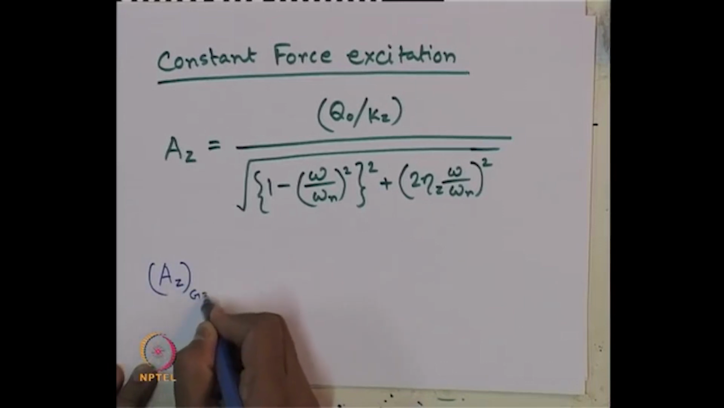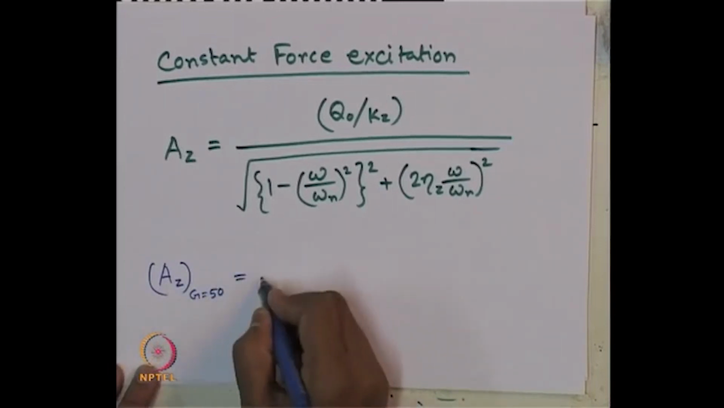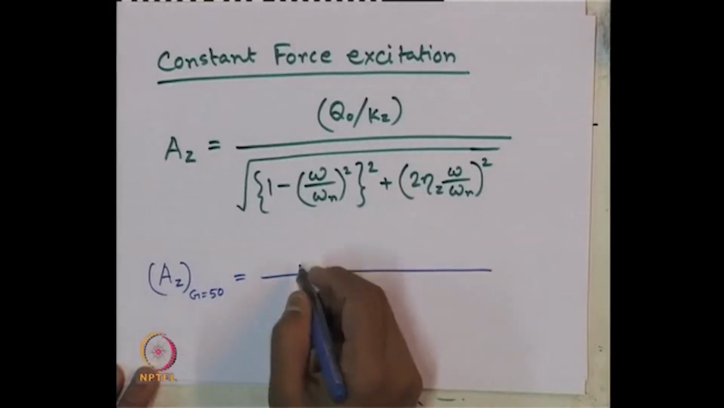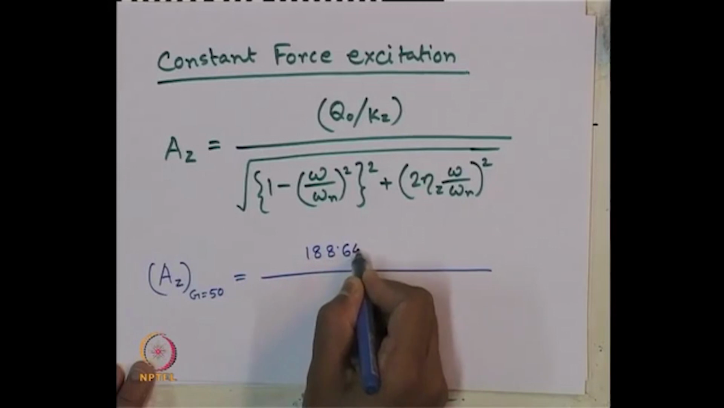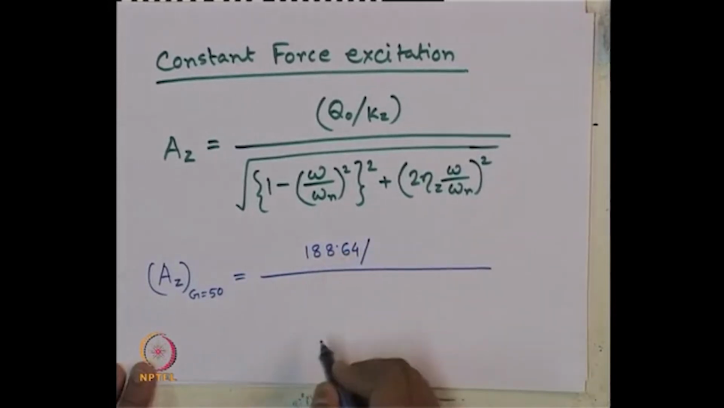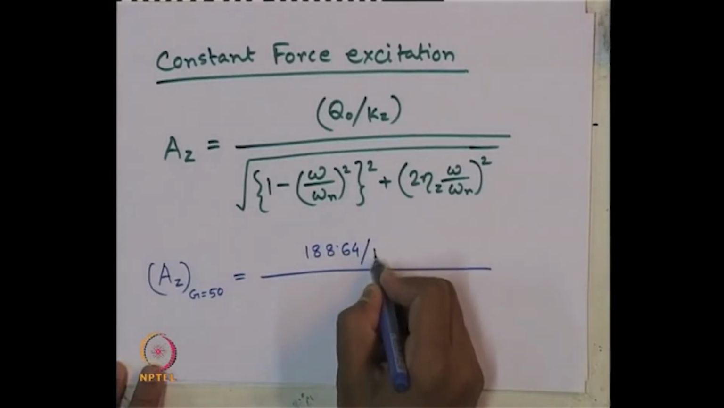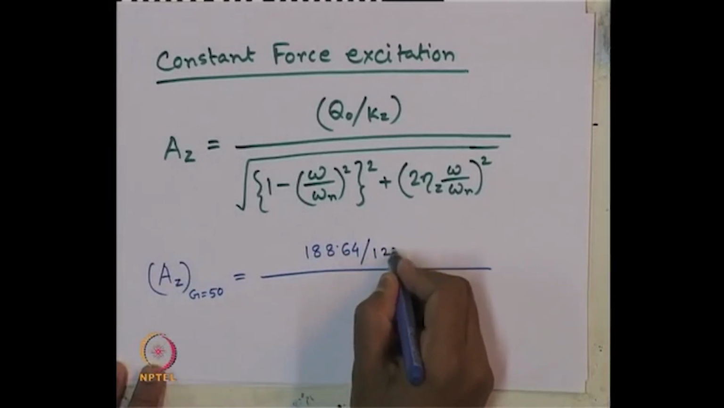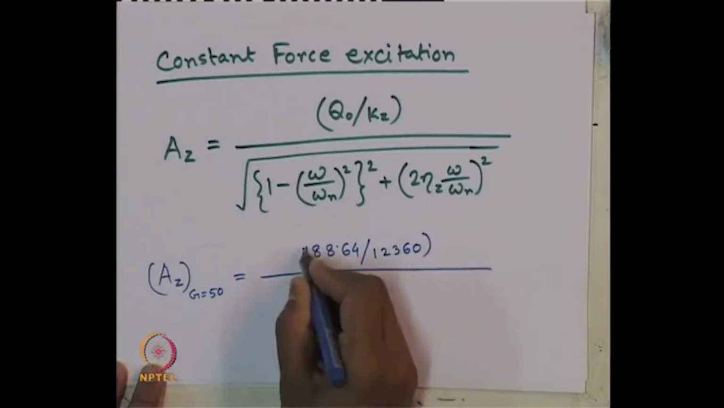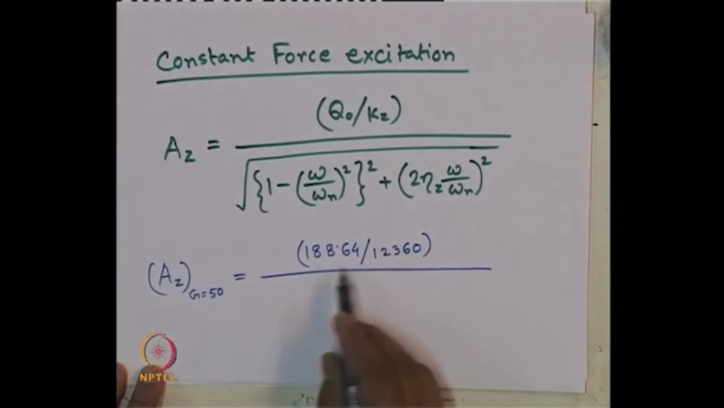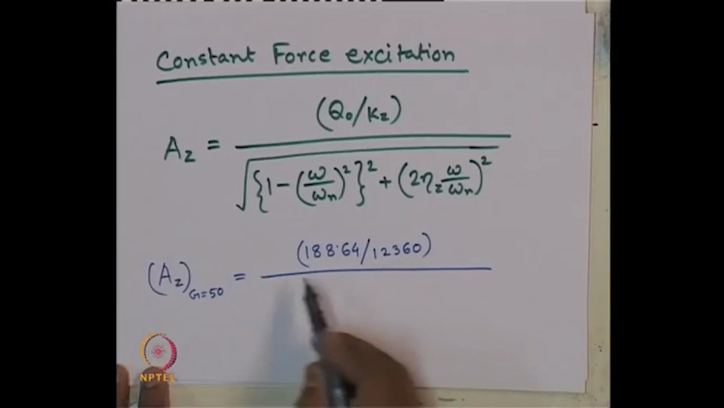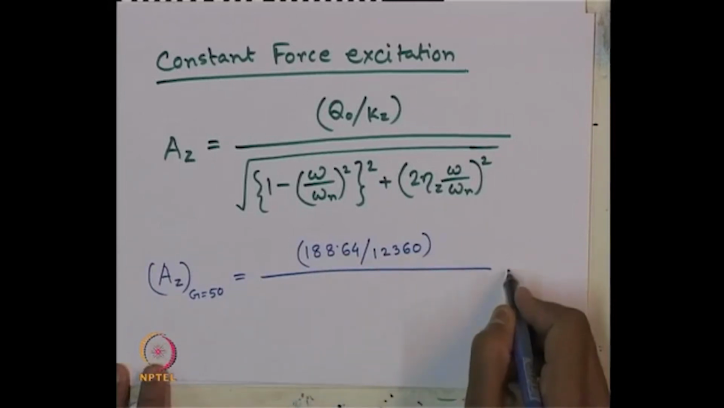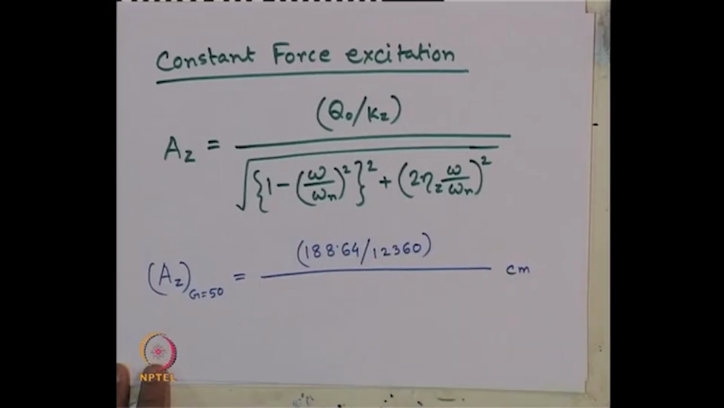So, for Az with G equals to 50, Q naught is given to us, that is the amplitude of dynamic load, 188.64 kg force. Kz we have calculated for G equals to 50 as 12360. Whatever unit we get will be guided by this unit. This is in kg per centimeter, this is kg. So, we will finally get this in centimeter, because other things are just ratios.